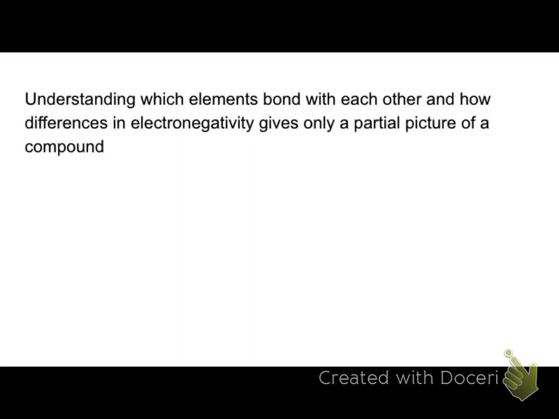Understanding which elements bond with each other and how those differences in electronegativity happen only gives you part of the picture. Thus far, we've just talked about which atoms bond with which types of atoms and how differences in electronegativity cause things to be covalent or ionic, and metallic bonds, we've talked about them a little bit, but that only gives you a partial picture of an atom.